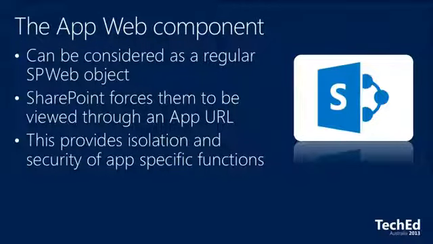SharePoint will actually force users to view app webs through a special URL that gets generated when the app is installed. This is done for security and isolation purposes. It's part of the configuration when you're going through setting up the apps, and your IT pros will get involved with that. But this basically ensures that the apps can be monitored for permissions to make sure they don't do anything they shouldn't be, and are also very, very isolated from a client-side storage perspective with things like cookies.